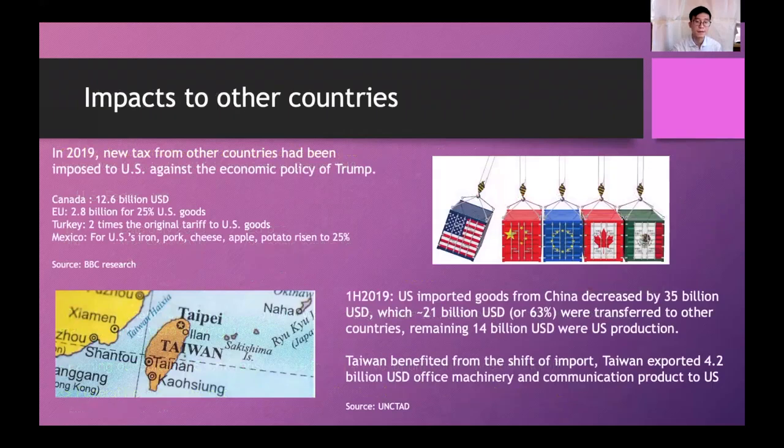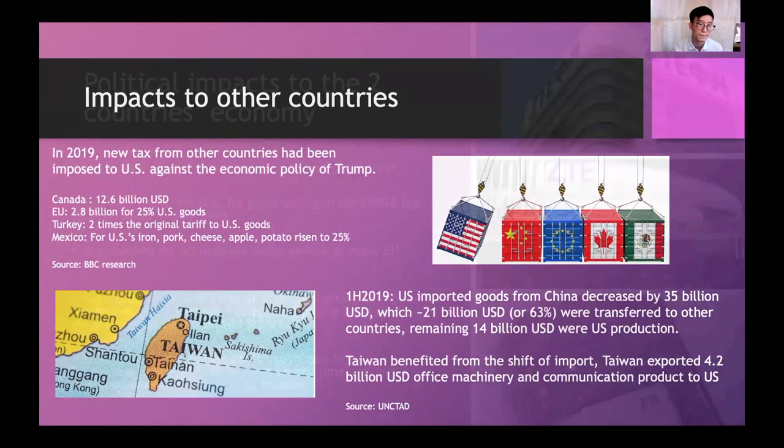The world has started to counter the trade conflicts as the US also imposed new tariffs on other countries too. Countries including Canada, the EU, Turkey, and Mexico all fought back against the US with new tariffs, while the US also shifted its imports from China to Taiwan too.